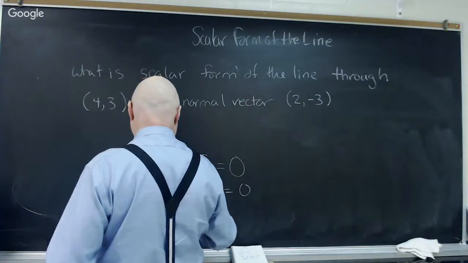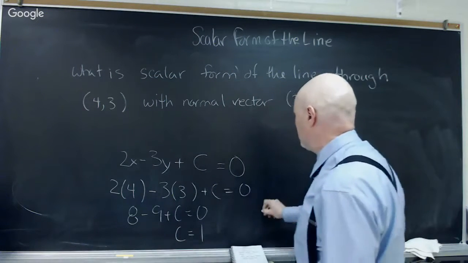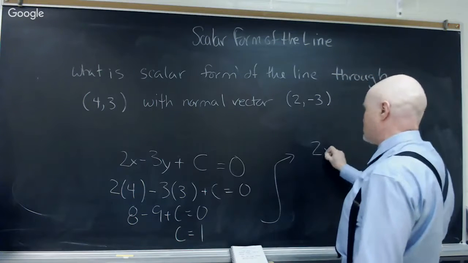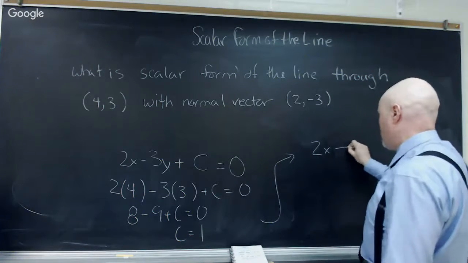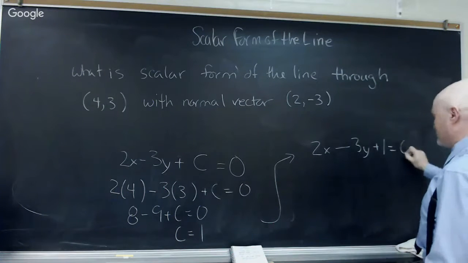8 minus 9 plus C is equal to 0. So C is equal to 1. And so this is 2x minus 3y plus 1 is equal to 0.